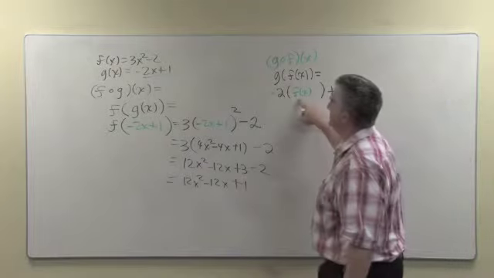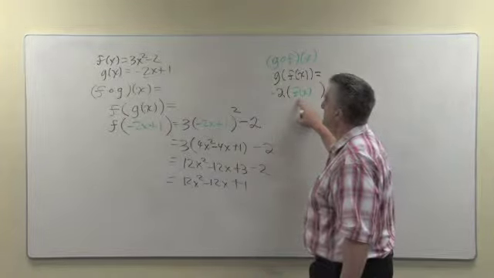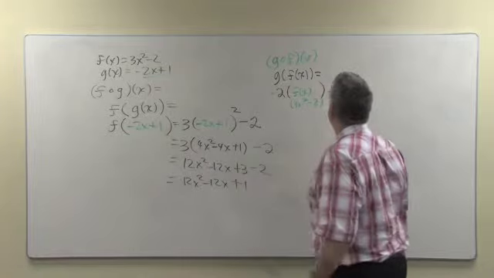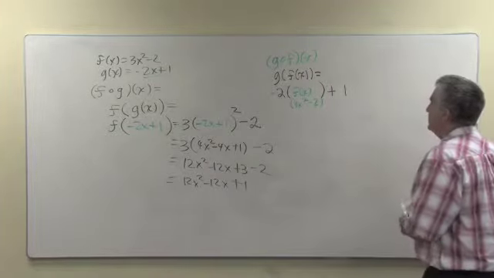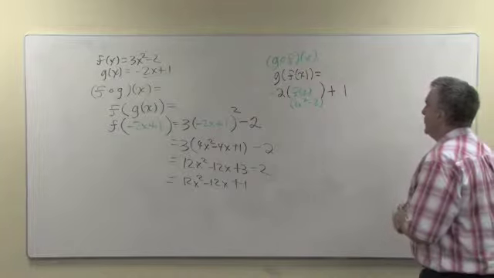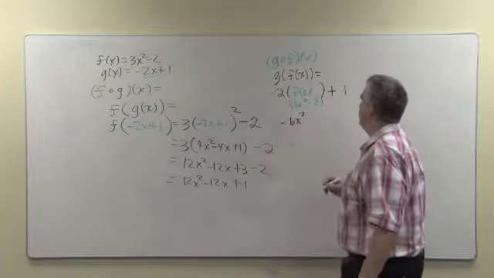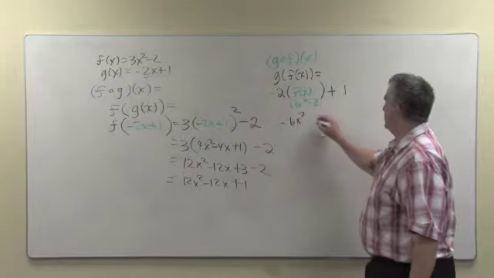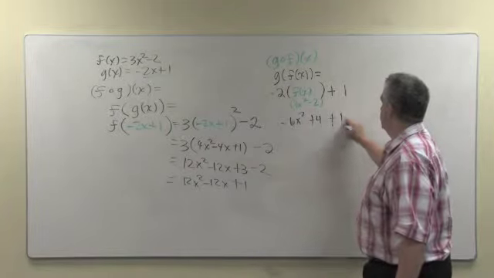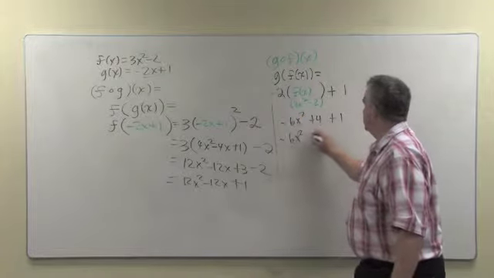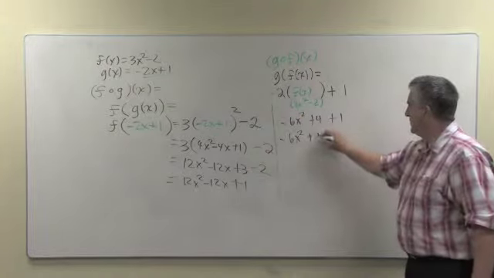And what is f of x? F of x is 3x squared minus 2. So if we multiply that input by negative 2 and add 1, we're going to have negative 6x squared, plus 4, and then plus 1. So what we're going to have here is negative 6x squared plus 5.